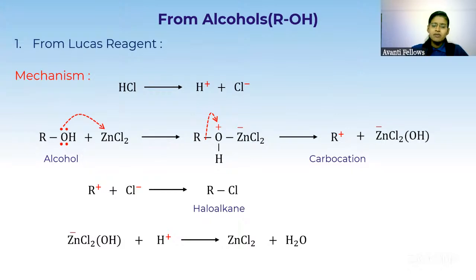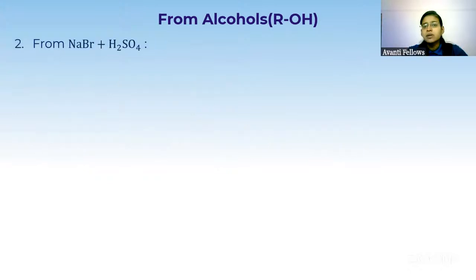You don't have to worry much about the mechanism. The OH will be replaced by Cl. That is the concept you have to keep in mind. The Lucas reagent you should know, and the conversion of ROH to RCl. That is enough. Next, coming to the second preparation.